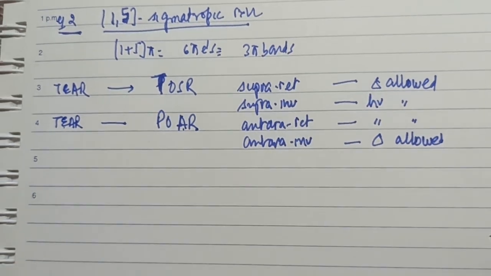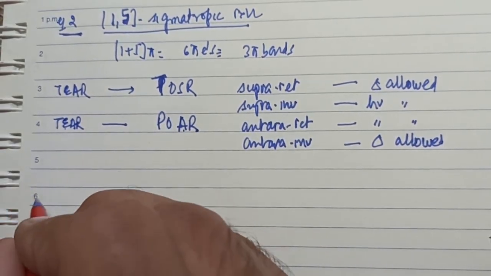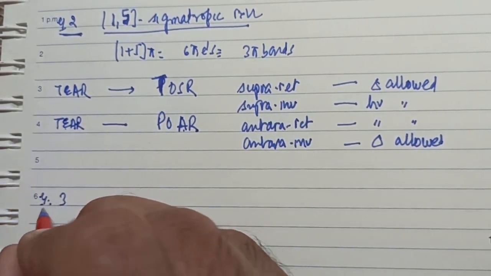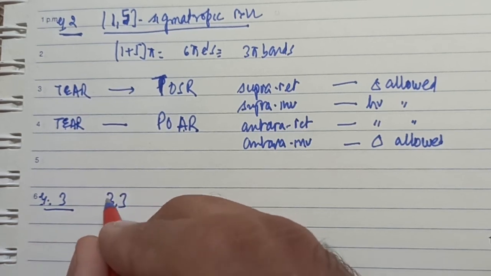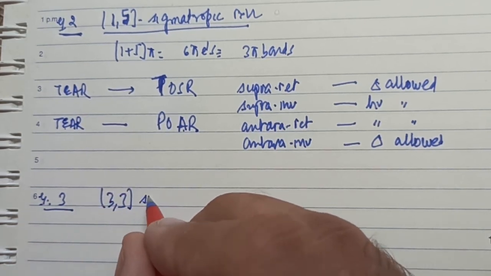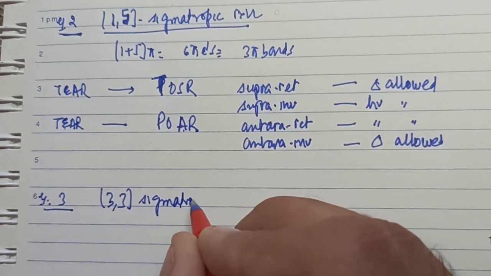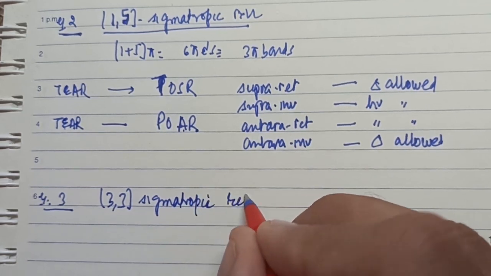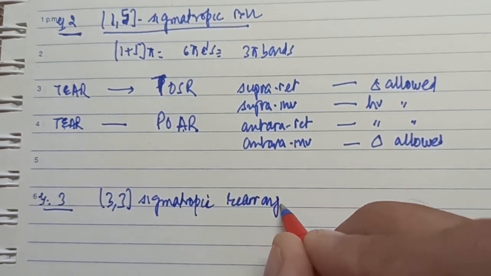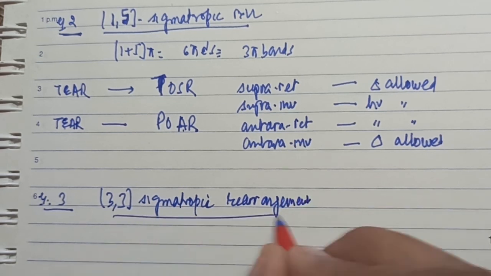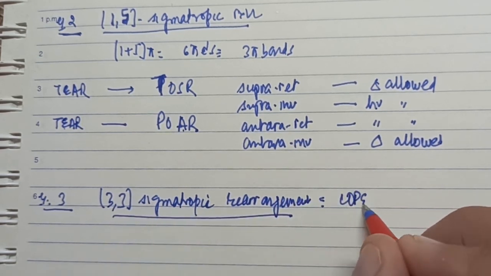Right, we do one last example for the sigmatropic reactions. Let's work this out for a 3,3 sigmatropic reaction, which we call the Cope rearrangement.